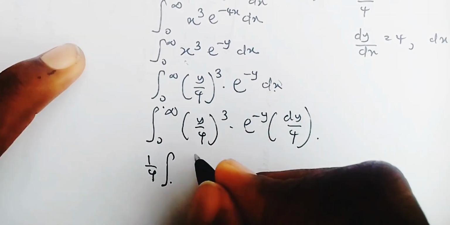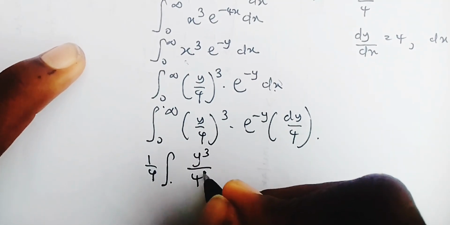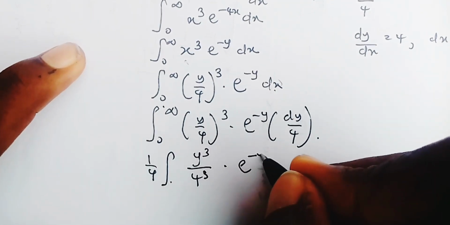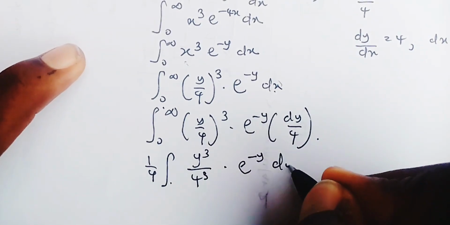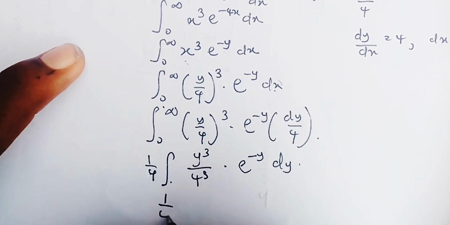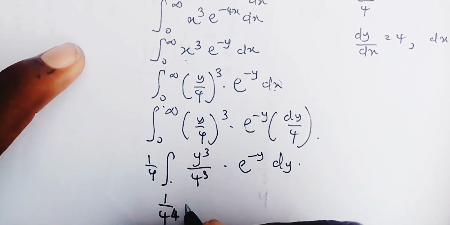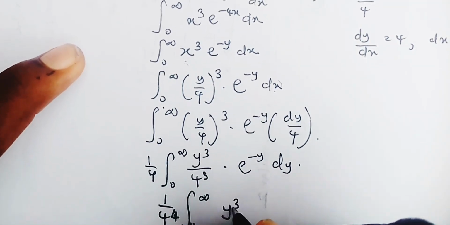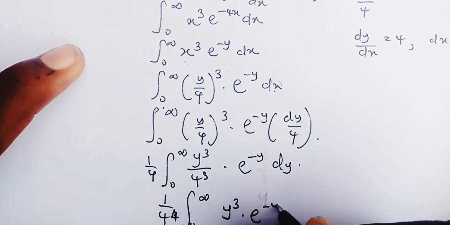So let's split this up. This is y raised to power 3, and this is 4 raised to power 3. And this is times minus exponential minus y dy. Then taking this all back, this is 4 times 4 raised to power 3. By the rule of indices, this is 4 raised to power 4. The integral comes from 0 to infinity y raised to power 3 exponential minus y dy.